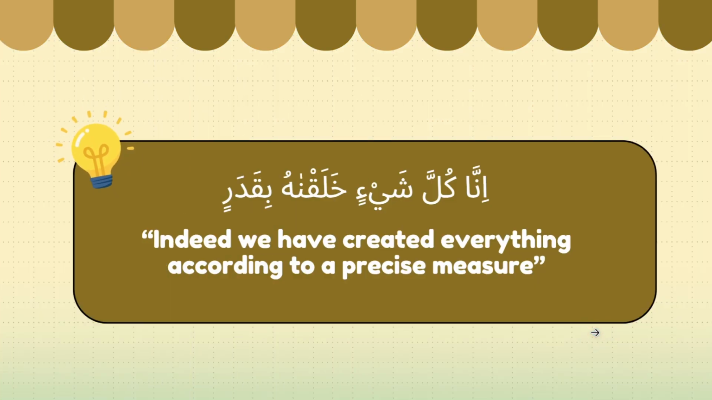Before we begin today's lesson, let's reflect on a verse from the Holy Quran. Allah says in Surah Al-Qamar verse 49, "Indeed, we have created everything according to a precise measure." This verse reminds us that everything Allah created has order, balance, and precise measurement. Nothing is created randomly. Everything has its own proportion and purpose.